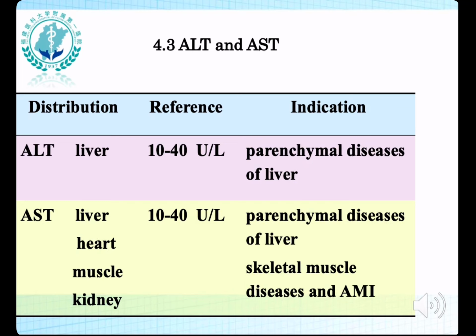ALT is mainly from the liver, and AST is from the liver, and also from the heart, muscle, and kidney. The reference ranges of both are 10 to 40 units per liter. An elevated level of ALT indicates parenchymal diseases of the liver, and an elevated level of AST indicates parenchymal disease of the liver and also skeletal muscle diseases and AMI.